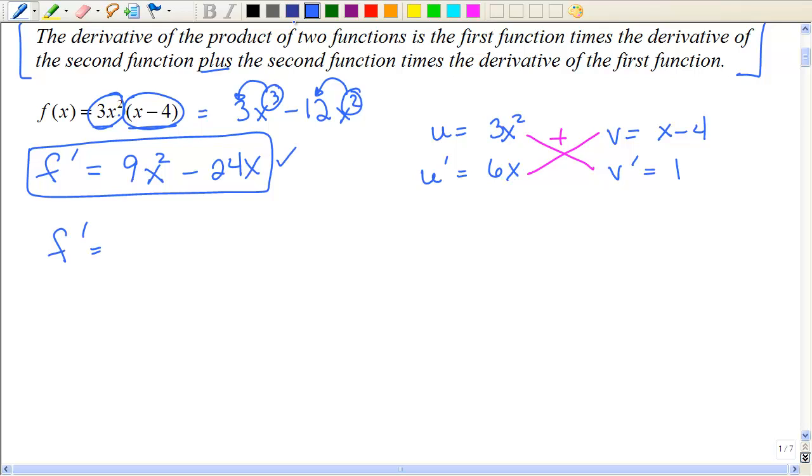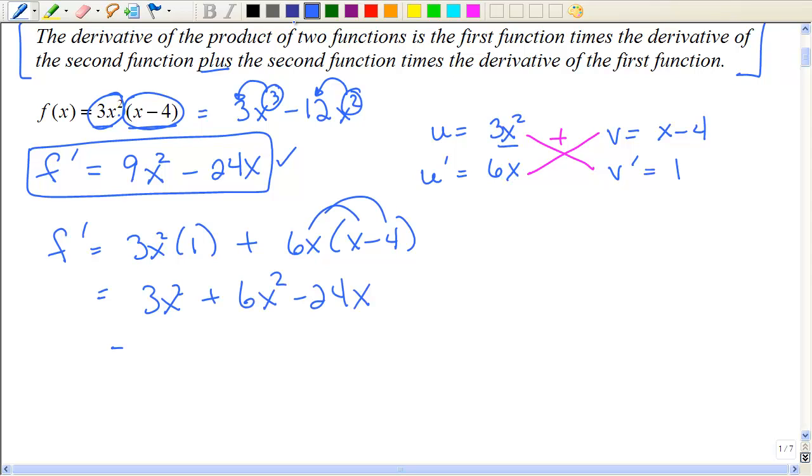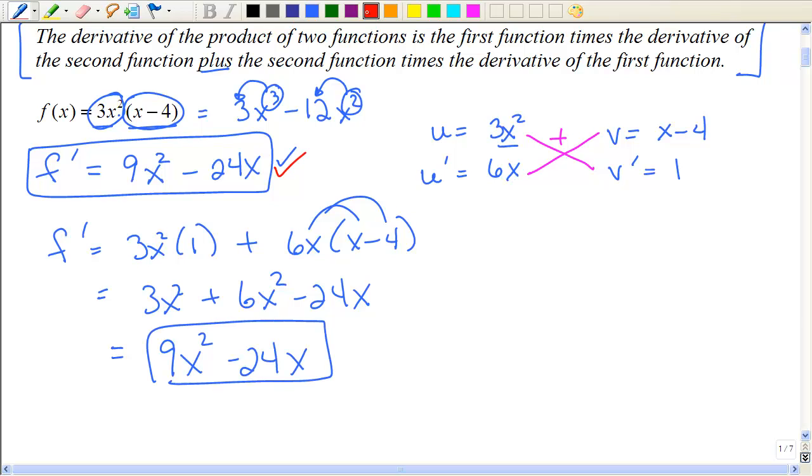Now, we already know that the derivative using the power rule is 9x squared minus 24x. Let's see if we get the same thing. So I'm going to have 3x squared times 1 plus 6x times x minus 4. Now, that doesn't look anything like that answer, but does it? If I distribute, I think you can see that it is the same answer. But personally, if I was working this problem, I would have worked it the first way. And you have a choice.